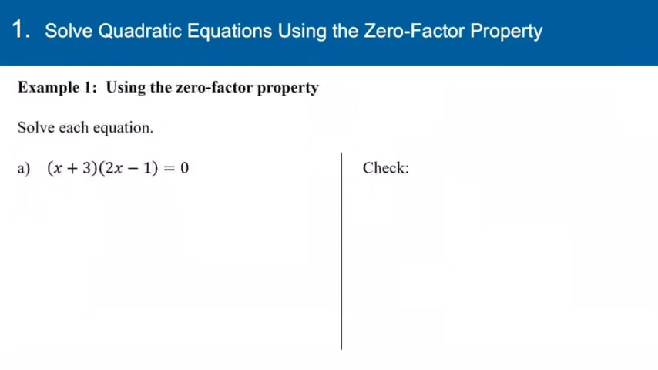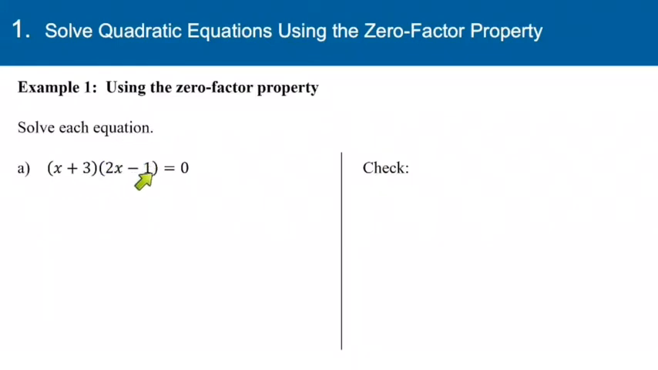For our first example, we have an expression that's already in factored form equal to 0. So this one did not start out in standard form. They gave it to us already factored. Now the zero factor property says that if this times this equals 0, then one of the factors will have to be equal to 0. So the x value that causes this factor to equal 0 is a solution of this equation, and the x value that causes this factor to equal 0 is a solution of the equation.